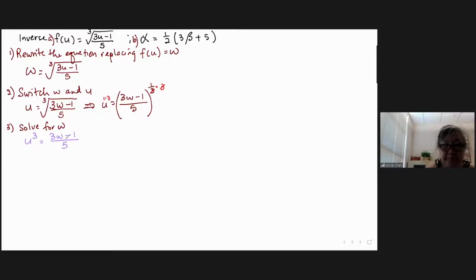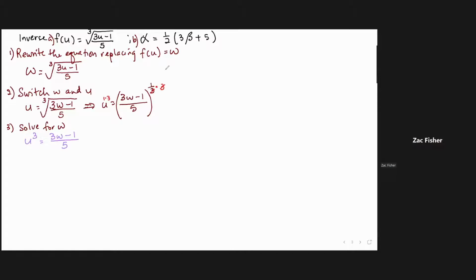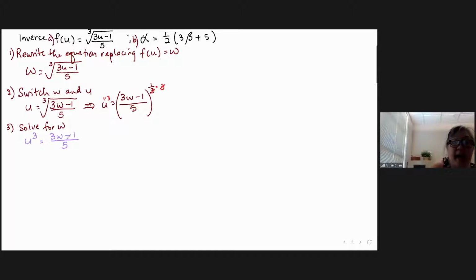And now, Zach, you were saying what about 5? Oh yeah, times by 5. Yes. Now I can times 5 because everything is out of jail. Now we can go and party, right? So I'm going to multiply both sides by 5, and I will have 5U to the third equals 3W minus 1. And then what do I do?